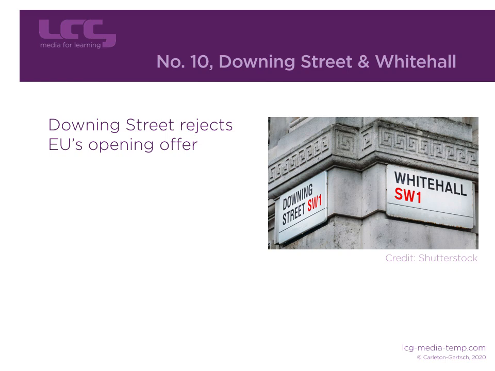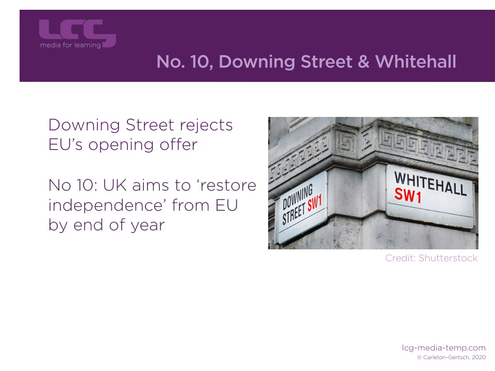It's Downing Street, meaning the place where the Prime Minister lives, and being the government that the Prime Minister is head of. If we see number 10, so for instance, number 10, the UK aims to restore independence from the EU by the end of the year, this is a way of referring to the Prime Minister or the people who represent him or her. So in this case, it might be that there's been an official announcement from number 10, and the spokesperson for the Prime Minister is giving an announcement.